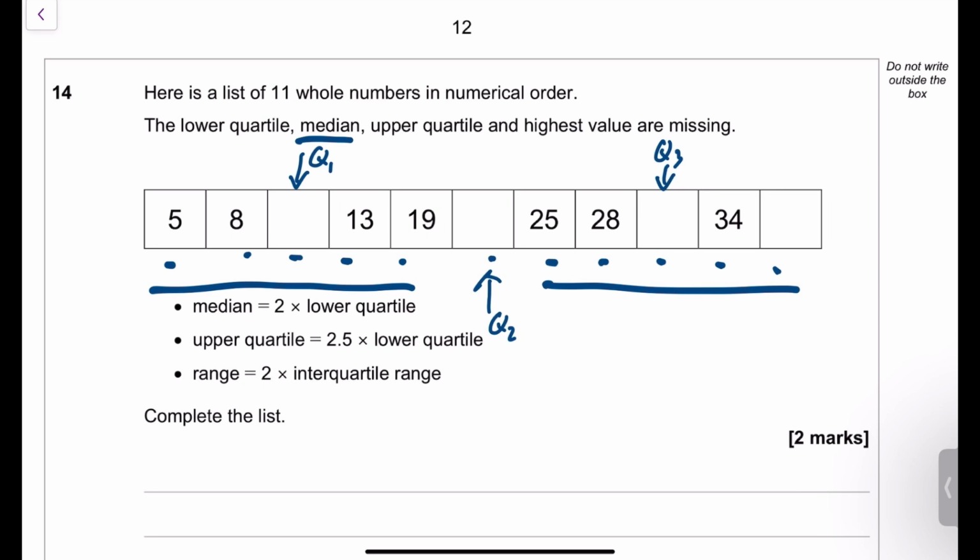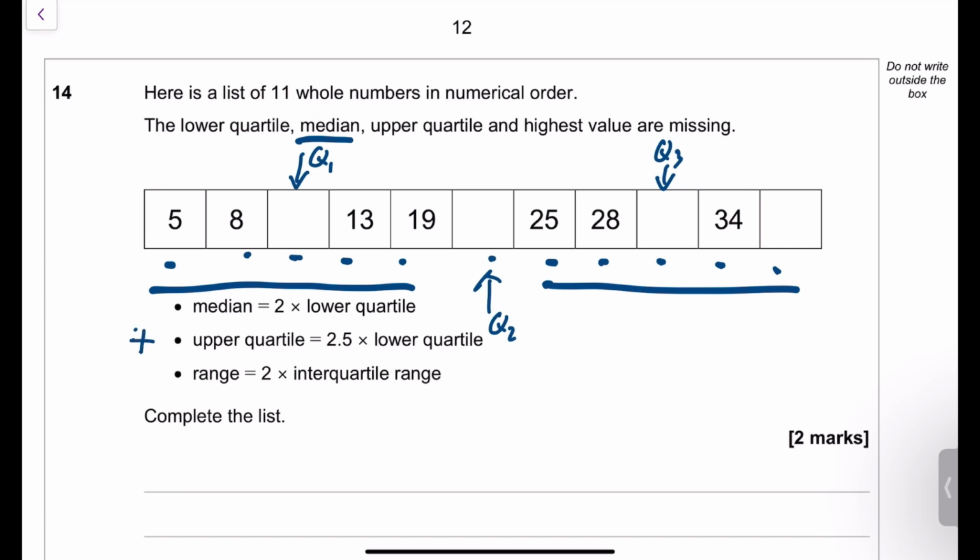Okay, I've gone back to question 14. I'm going to have a look at it again here. This was a list of 11 whole numbers in numerical order. The lower quartile, median, upper quartile, and highest values are missing. The median is twice the lower quartile. The upper quartile is 2.5 times the lower quartile. And the range is 2 times the interquartile range.